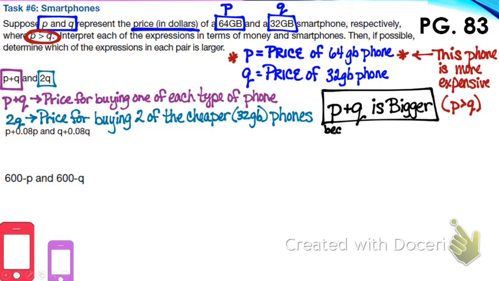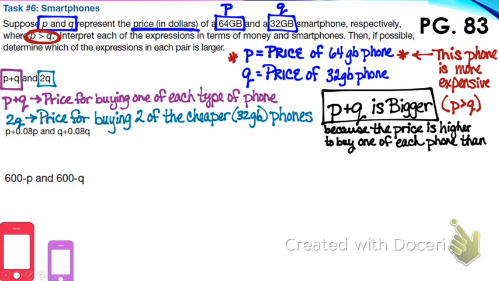Because the price is higher to buy one of each phone than if you choose to buy 2 of the cheaper phones.